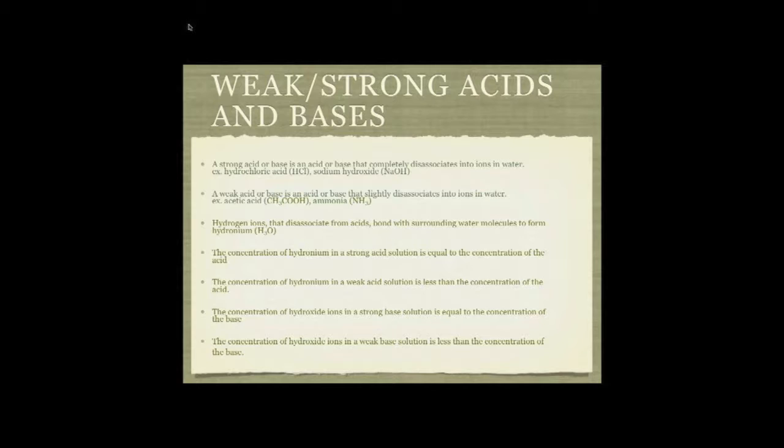Hydrogen ions that dissociate from acids bond with surrounding water molecules to form hydronium. So the concentration of hydronium in a strong acid solution is equal to the concentration of the acid, and the concentration of hydronium in a weak acid solution is less than the concentration of the acid. Similarly, the concentration of hydroxide ions in a strong base solution is equal to the concentration of the base. The concentration of the hydroxide ions in a weak base solution is less than the concentration of the base.